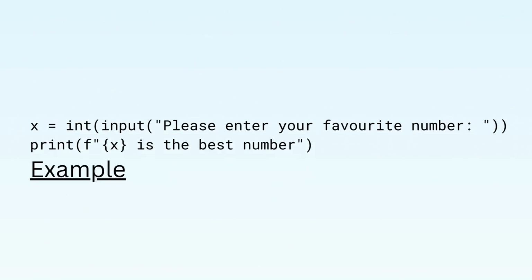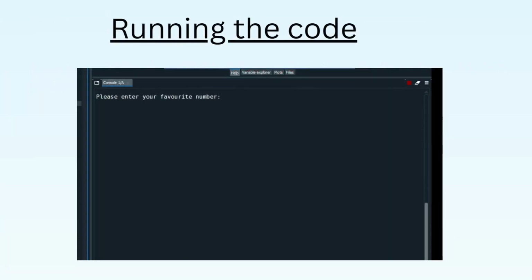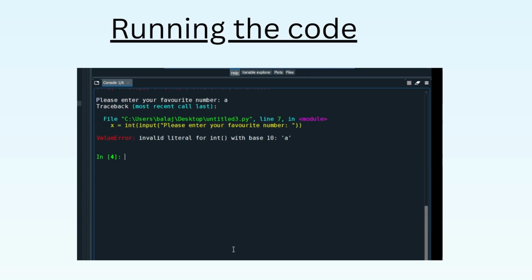Let's have a look at another example. Let's say we wish to get a number from the user as an input. We can do that using this particular statement, x = int(input('Please enter your favorite number')). Here, the input function gets a value from the user, and the int function converts this input into an integer and stores that value in the variable x. If we run this code and enter a number, everything runs fine. But if we run this code again, and this time, instead of entering a number, we enter some random alphabet, let's say a, then we get this ValueError.